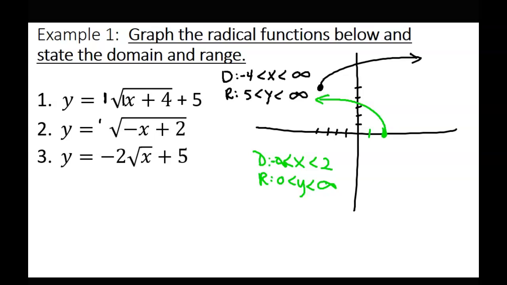Andy, what's my starting point on this problem? The starting point is... okay, we don't have an h inside the bracket with the x, so that would be 0, and my k is 5. Good. That's my starting point.